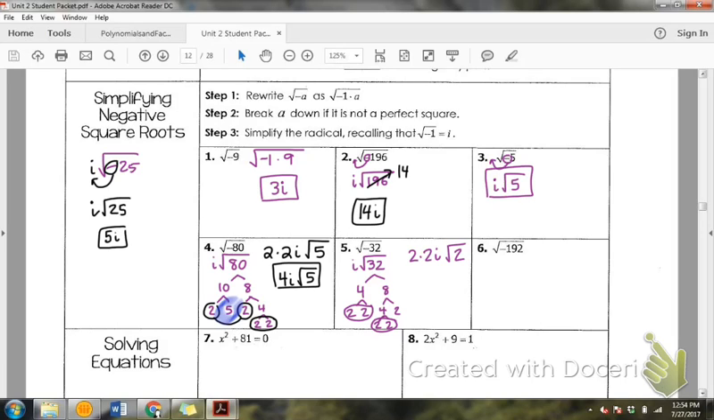And so what's 2 times 2i? 4i square root of 2. Good. Any questions so far? Okay, why don't you try number 6?